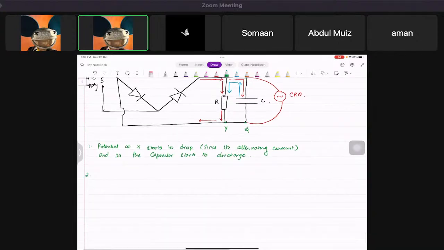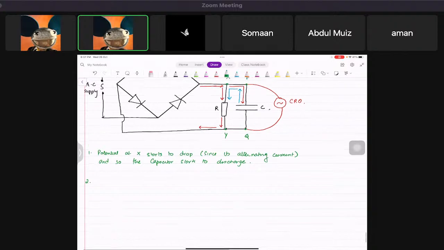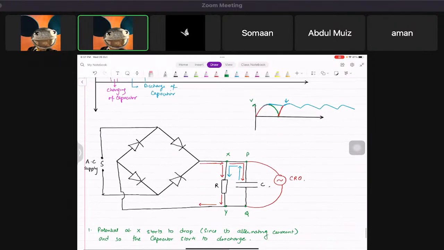Number two, so I just want to tell you that if I name this wave, let me draw this wave like this.